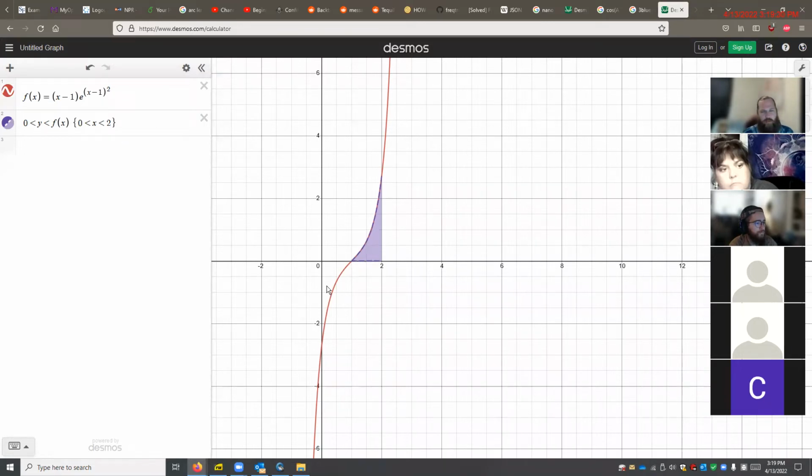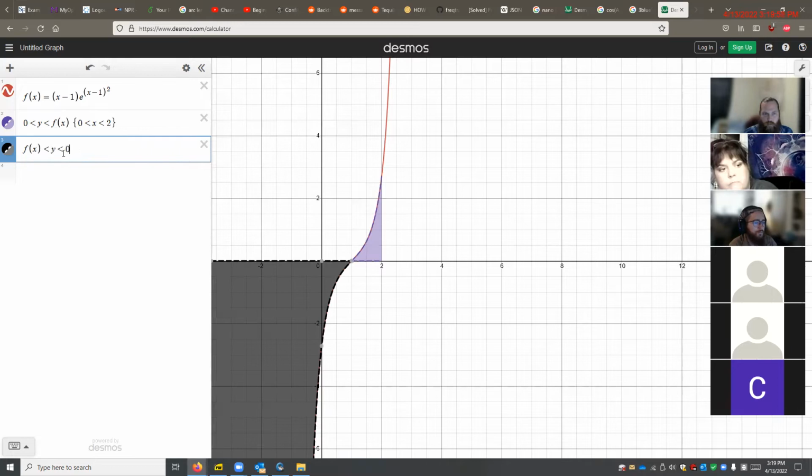Oh, for some reason, it's not showing the area here. I see what's going on. Oh, and it doesn't like that either. So that's not why. Can I get it to do this? No. All right, here, give me 1 second. 0 less than x less than y. No. What is it going to be? Yeah, there it is.